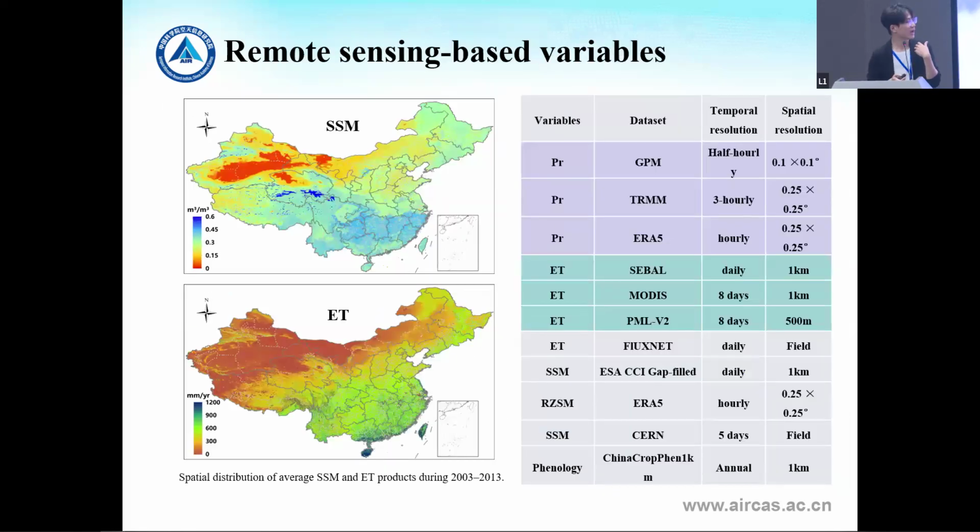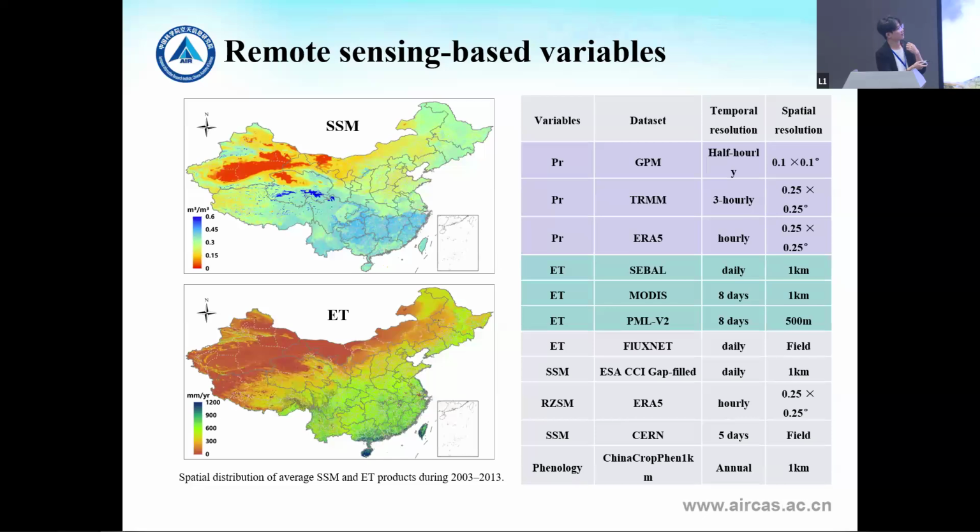These are a part of the remote sensing-based variables related to irrigation, which we refer to as features in machine learning. But notably, for some variables such as evapotranspiration, there are various remote sensing estimation methods and related products with their own shortcomings. So we take the average of these products to reduce the uncertainty.